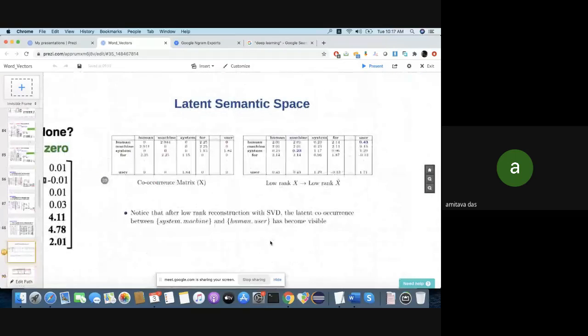in various applications of NLP in the late 90s. So what does it mean? It means we can actually understand the latent semantic space using singular value decomposition. So what does it mean?